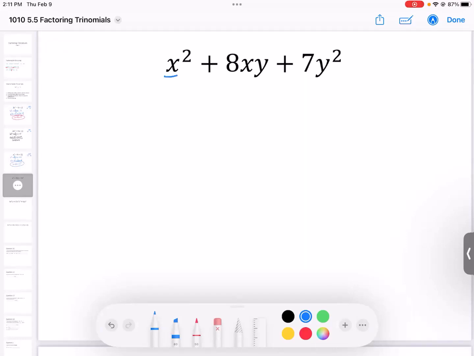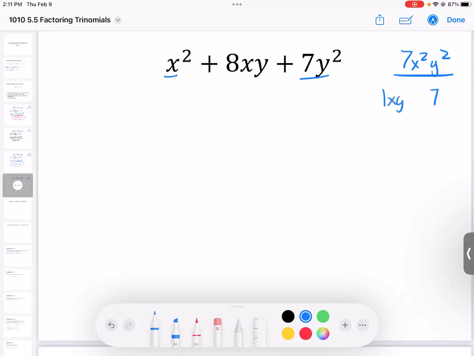So you would take your first and last terms and multiply them together. You get 7x squared y squared. And you're looking for two things that multiply to 7x squared y squared and add to 8xy. So let's look at the number first. What two numbers multiply to 7 and add to 8? 1 and 7, right? And then what would the variables be that multiply to x squared y squared and add to xy?